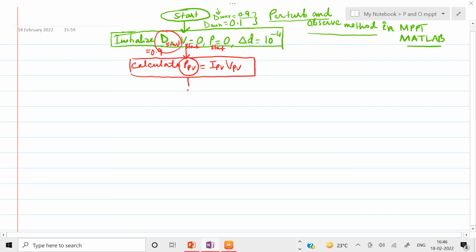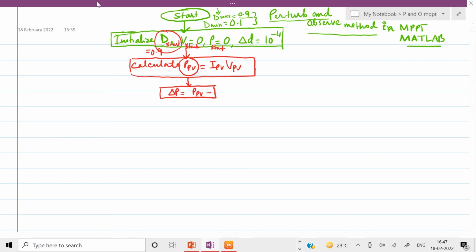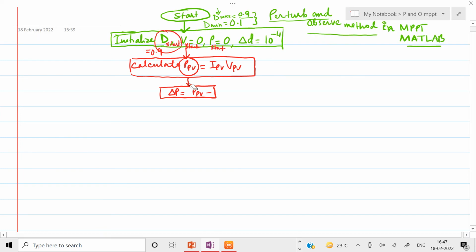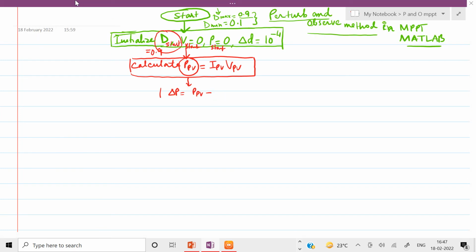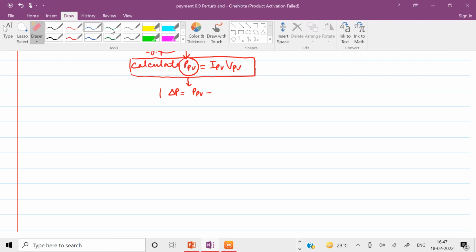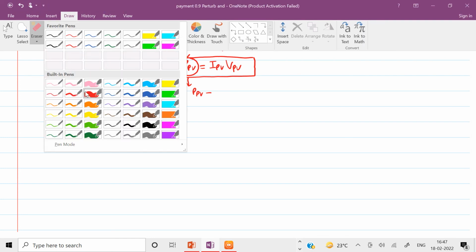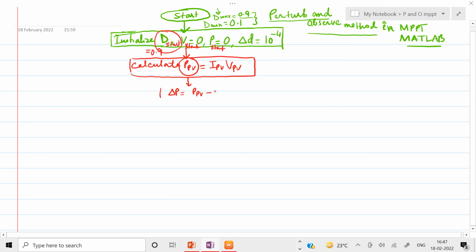Next step is to calculate delta P. Okay, so delta P is equal to PPV minus P start.